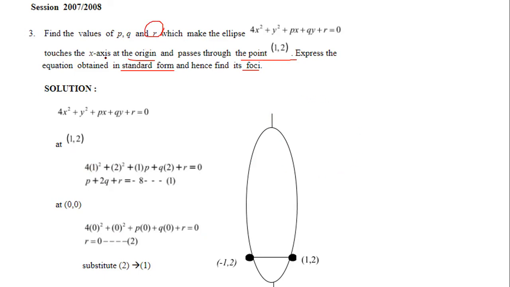Okay, and here we can draw this equation, the ellipse. It is a vertical ellipse. Why? Wait.